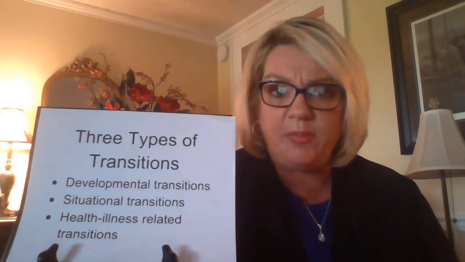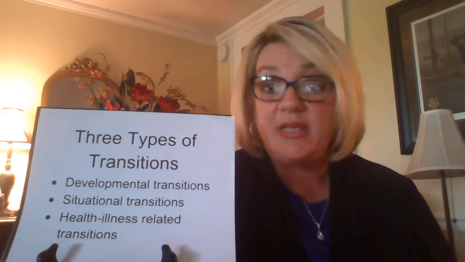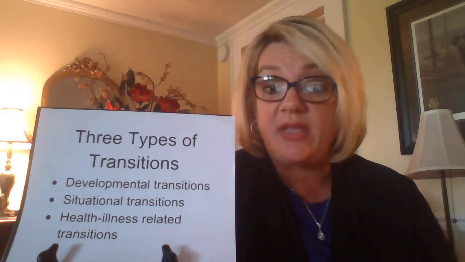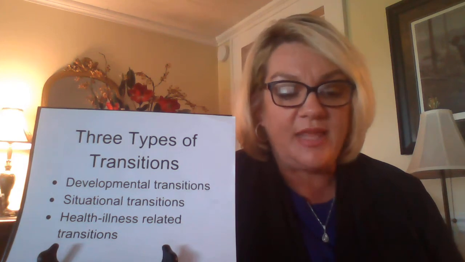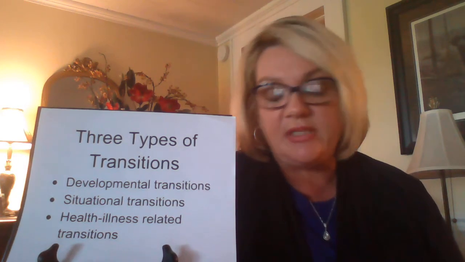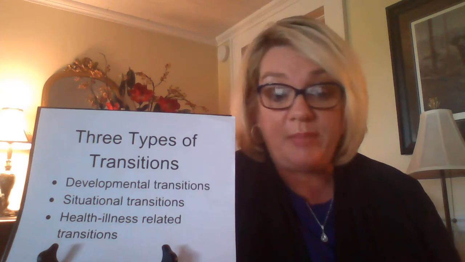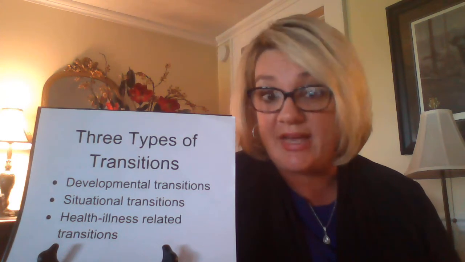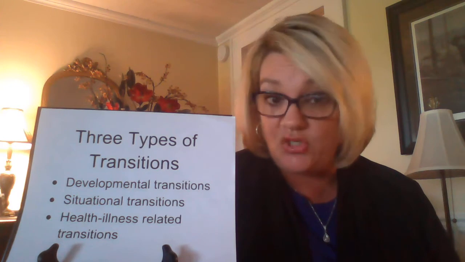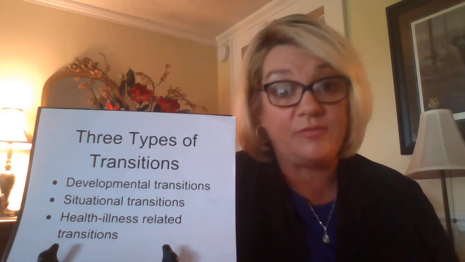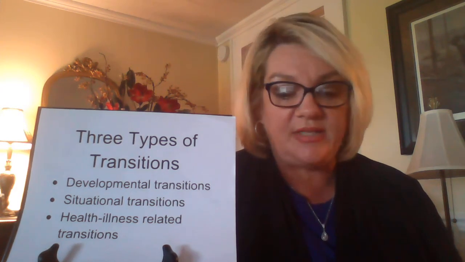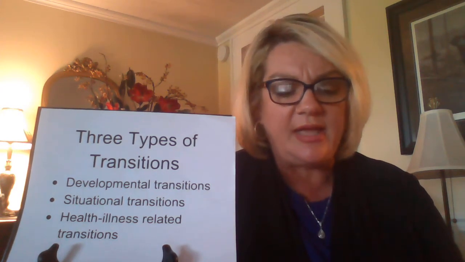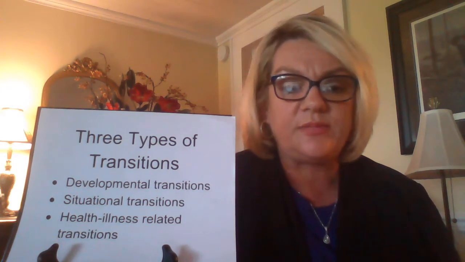The three types of transitions that nurses go through with patients are developmental transitions, situational transitions, and health-illness related transitions. Developmental transitions are experienced by the person, or maybe by a spouse, a parent, or a child in caring for one who is diagnosed with a health condition. Situational transitions can occur through the birth of a child, even the loss of a family member. And health-illness related transitions occur through having an acute or a chronic illness.